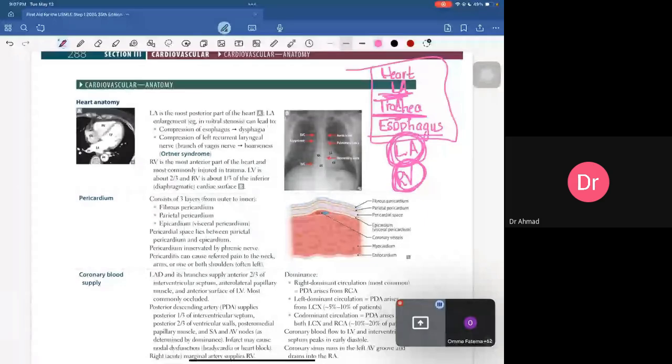And the third thing is that just behind this structure is a structure known as the left recurrent laryngeal nerve. And when this left recurrent laryngeal nerve is compressed, there would be hoarseness of the voice. Now, why is this thing important?